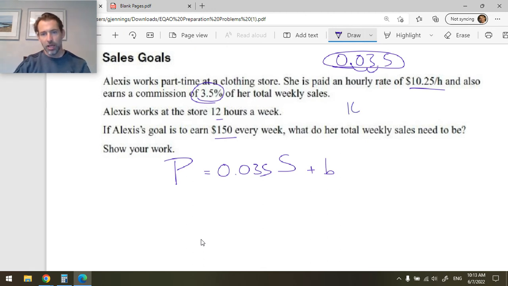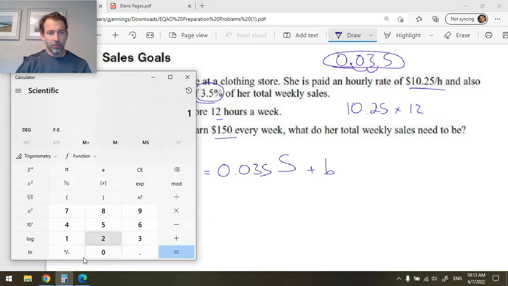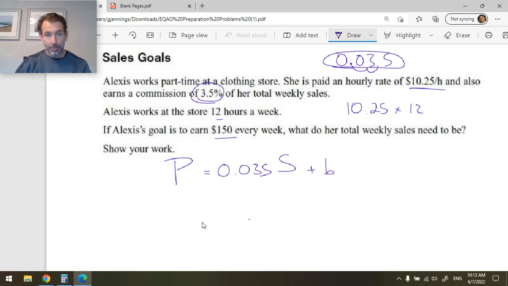So that's going to be 10.25 times 12, which is $123. I'll check it in a calculator so you know I'm right. So B is equal to $123. That's how much she's making hourly because she works 12 hours and this is her hourly rate.